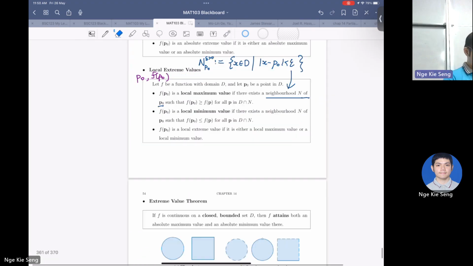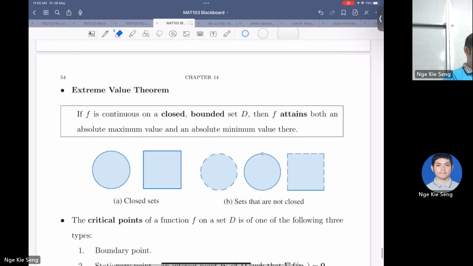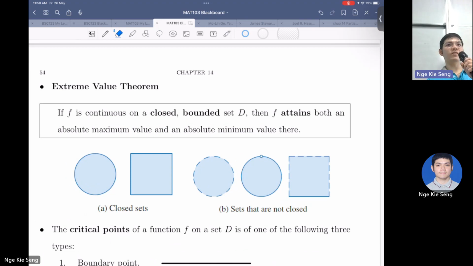Next is the extreme value theorem. I bet you already saw this in Calculus 1. Within a closed interval, if you have a continuous function, you must attain the maximum and minimum value. Now, because we go to higher dimensions, we don't have intervals to talk about, so we generalize the concept of closed interval to the closed and bounded set. If F is continuous on a closed and bounded set, then F attains both an absolute maximum value and an absolute minimum value.